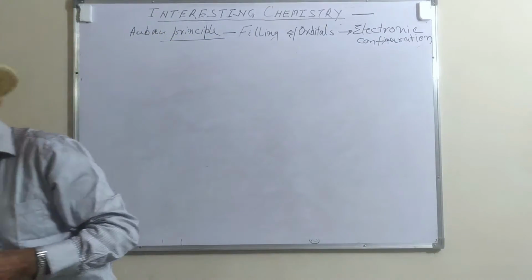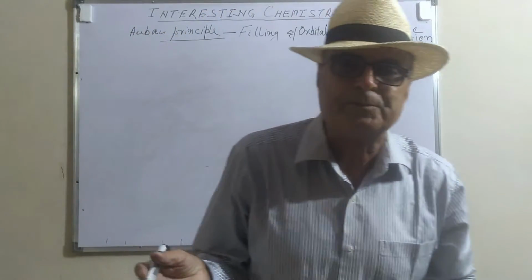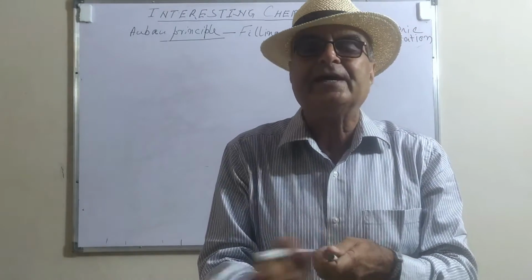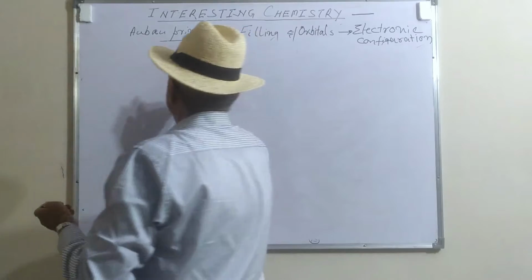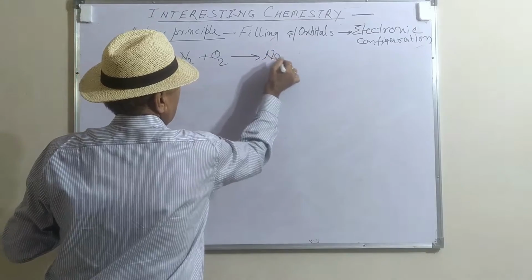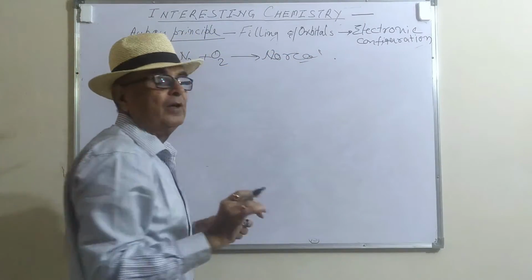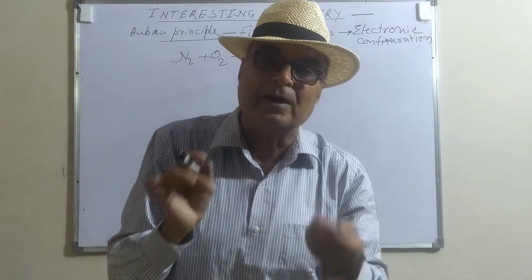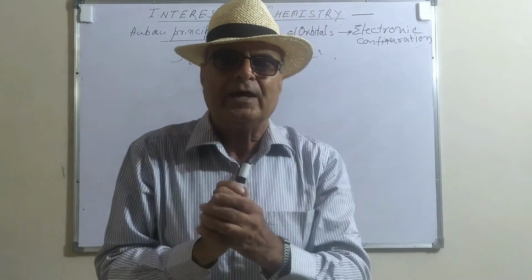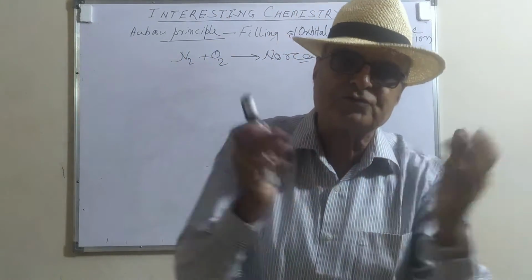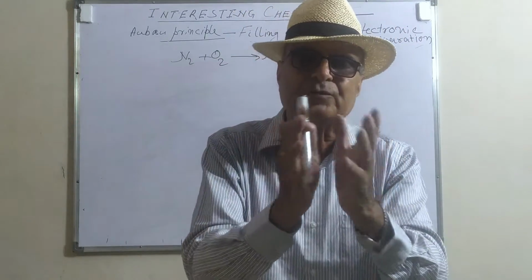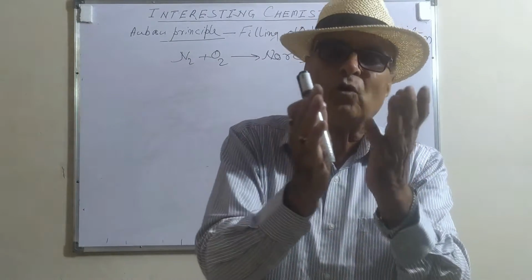Nitrogen is approximately 75% of the atmosphere, and oxygen is there too. How is it possible that nitrogen and oxygen do not react? In burning, oxygen reacts with all elements to form oxides, but nitrogen and oxygen don't react with each other at normal temperature.